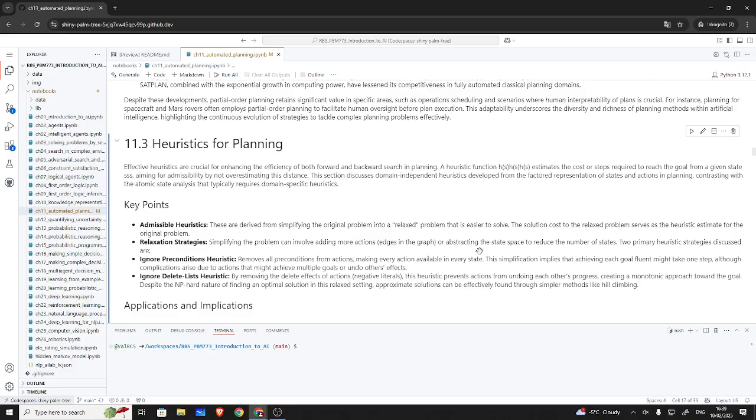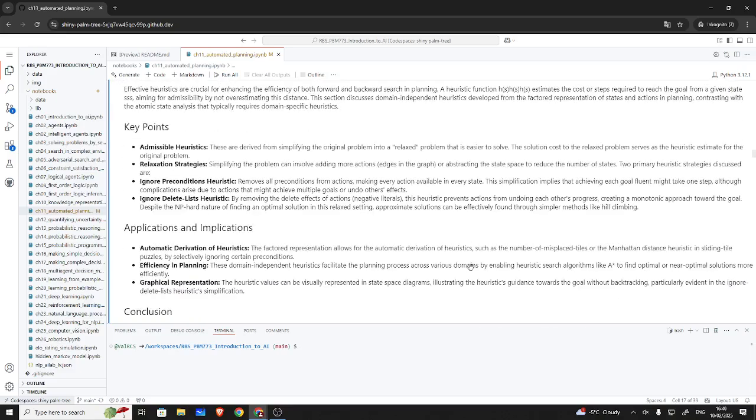Another thing is to ignore delete lists, meaning we remove the delete effects of negative literals, meaning we prevent some action from stopping another action's progress. So it seems like you're always moving forward. It's sort of like hill climbing, where you look at the gradient and keep going. Those are very general heuristics.